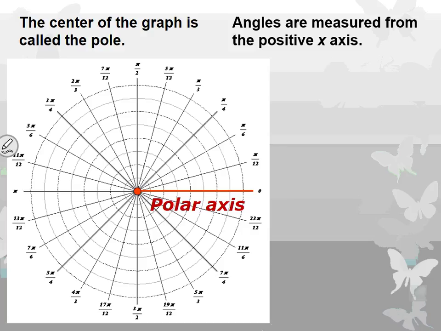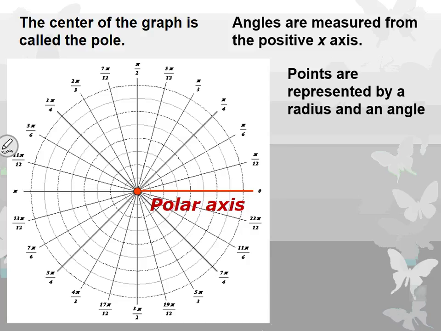Every point is represented by a radius and an angle. So every ordered pair is going to be an r, comma, some theta, r being the radius, and theta being the angle of rotation. When we say radius, it just tells us the circle that our point is on.